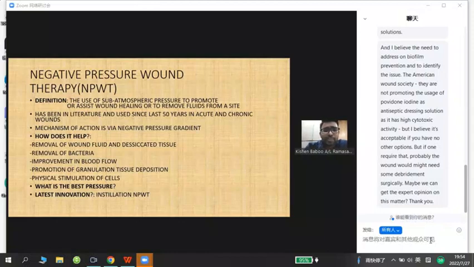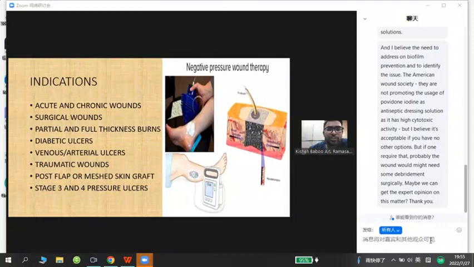It has an upper hand compared to the usual traditional negative pressure wound therapy, as it helps to wash out the wound. It helps to keep the bacteria at bay, and studies have shown instillation negative pressure wound therapy has about 40% higher granulation rate compared to traditional negative pressure wound therapy. The indications are usually acute and chronic wounds, surgical wounds, partial and full thickness burns, pressure ulcers, venous and arterial ulcers, traumatic wounds, post-flap and skin graft, and stage 3 and 4 ulcers.